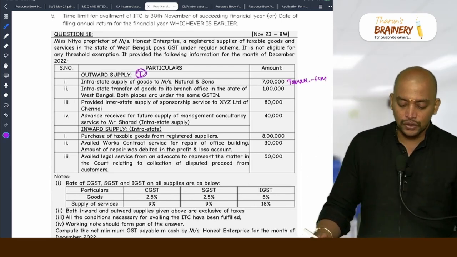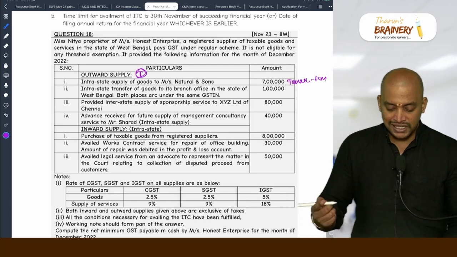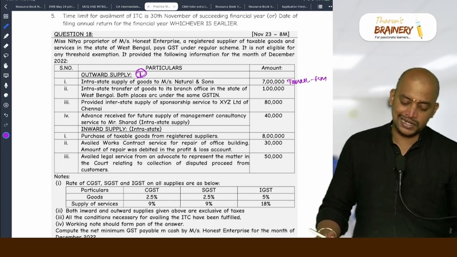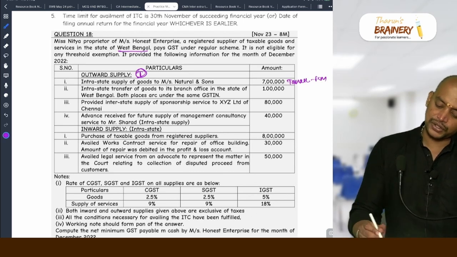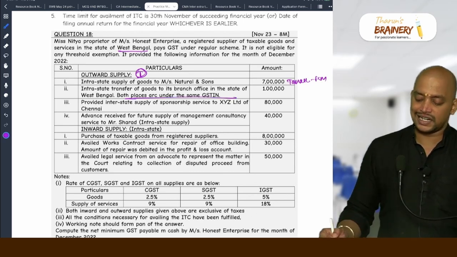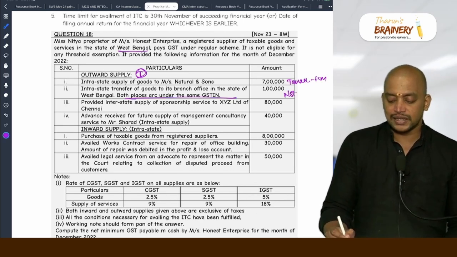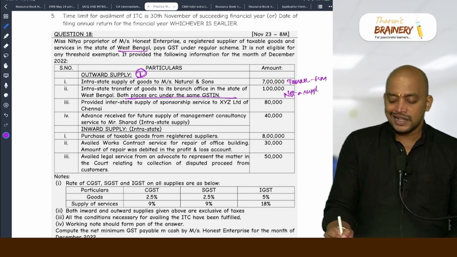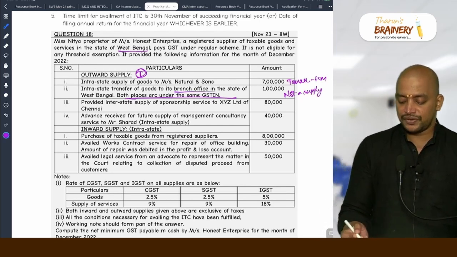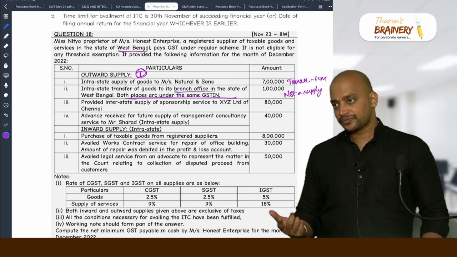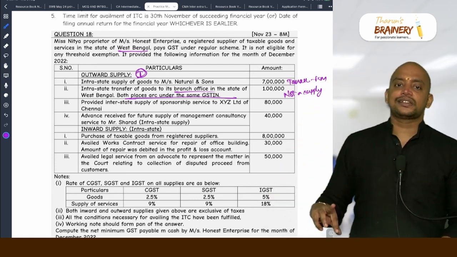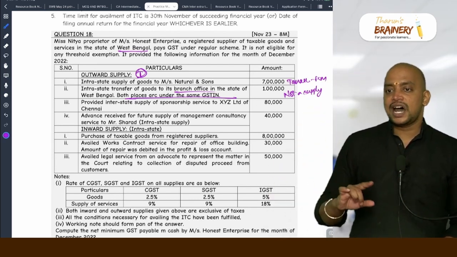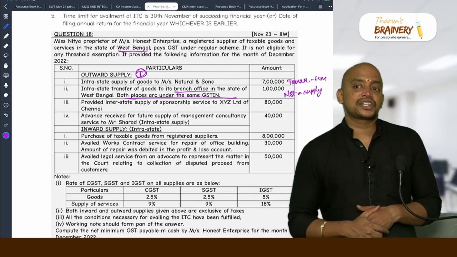Intrastate transfer of goods to its branch office in the state of West Bengal. Where are they located? West Bengal. They are sending within West Bengal. Both places are under the same GSTIN, not a supply. Why not a supply? Sir, without consideration, when you are sending it to the branch, the transaction between distinct persons is treated as supply. So DRIP, R for related party transaction, including transaction between distinct persons.